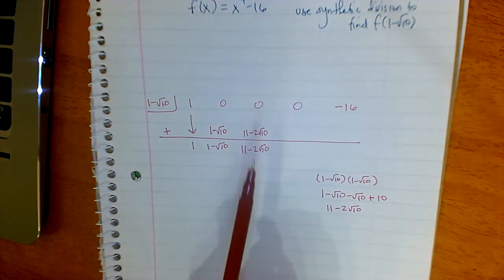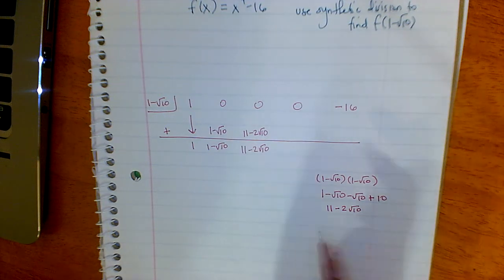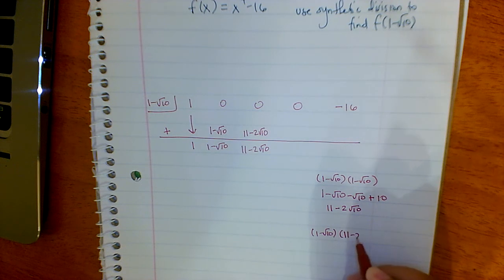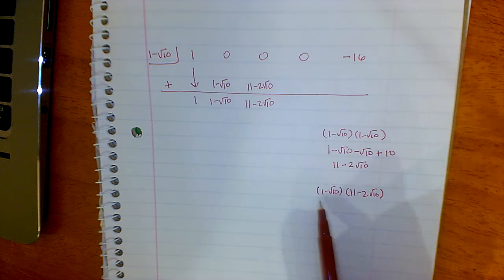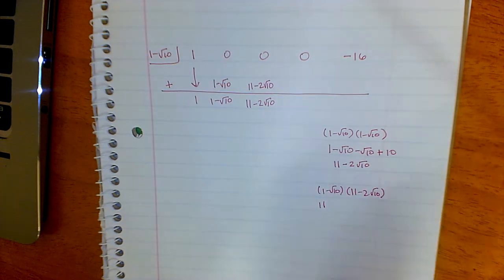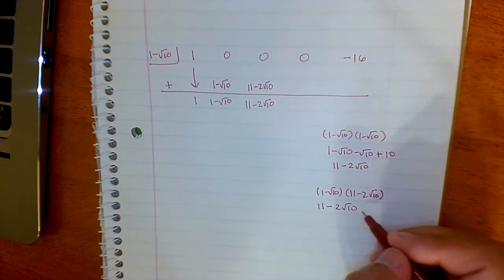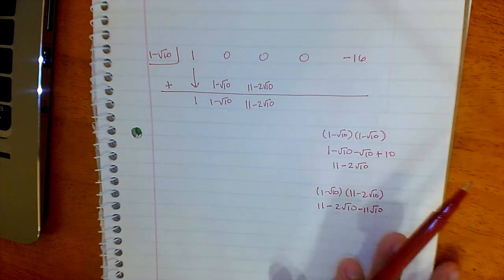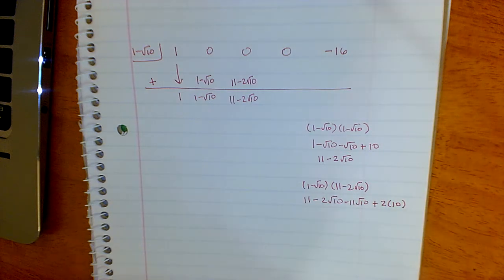And then I have to once again do a distribution, now 1 minus root 10 with 11 minus 2 root 10. And again, I'm just going to do that work down here. So 1 minus root 10, 11 minus 2 root 10, and again, I'm just foiling this out or multiplying it out, doing a distribution. 1 times 11 is 11. 1 times negative 2 root 10 is just going to be negative 2 root 10. Negative root 10 times 11 will give me negative 11 root 10. And then the negative root 10 times the negative 2 root 10 again becomes positive. I'm going to get a 2, and from those 2 root 10s I'm going to get a 10 coming out of that.